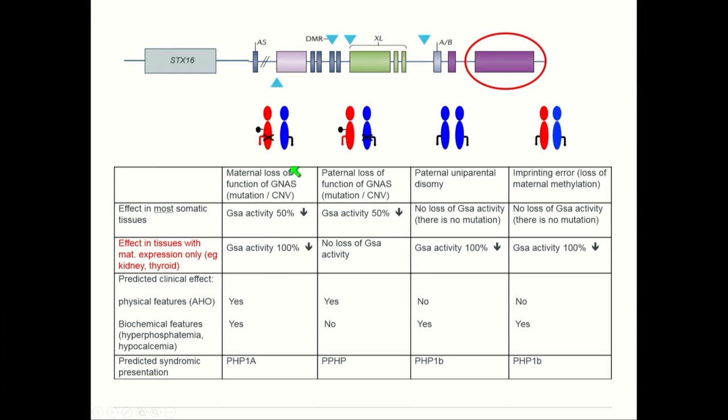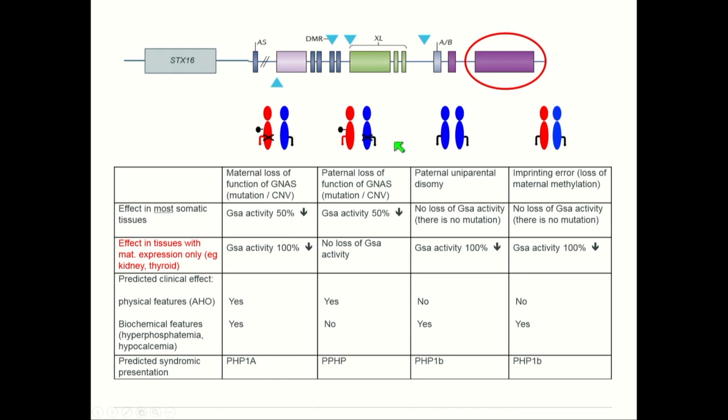In those tissues that only express it for the maternal allele, then you've just lost all of your protein. You've lost all of your gene function. That means that you're liable to have the physical features, the general features of Albright hereditary osteodystrophy. You'll have all those bony manifestations. You'll also have the biochemical features. This should mean you'll have classical PHP1A.